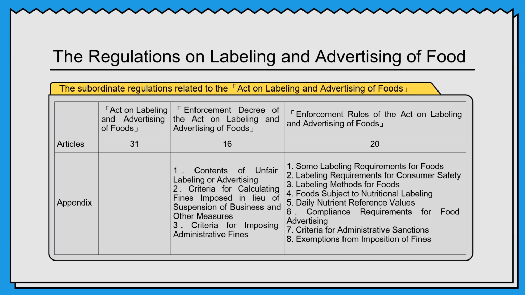This is the regulations on labeling and advertising of food. Under the Act on Labeling and Advertising of Foods, there are subsidiary decrees including the Presidential Decree, known as the Enforcement Decree of the Act on Labeling and Advertising of Foods, and the Prime Ministerial Decree, known as the Enforcement Rules of the Act on Labeling and Advertising of Foods. Each of these decrees includes appendices, as shown on the screen.